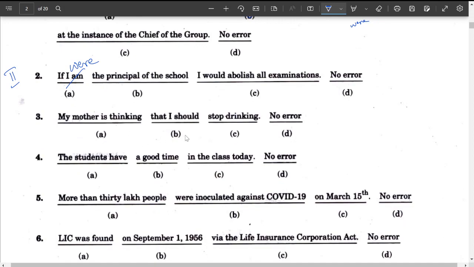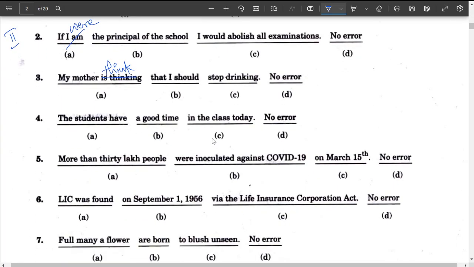Next, the third one. My mother is thinking that I should stop drinking. Now, where is the error? Not 'my mother is thinking'. My mother's opinion is that I should stop drinking, right? So opinion in the sense, not 'is thinking'. My mother thinks that, not thinking that. Next, students have a good time in the class today. We are referring to an action which is completed. So what can you use here? Students had a good time, not have a good time.